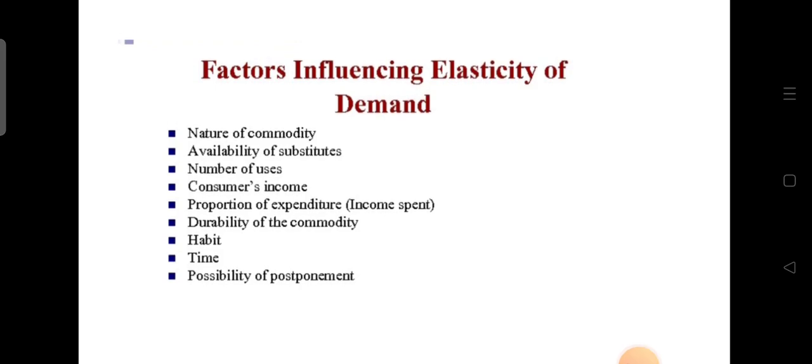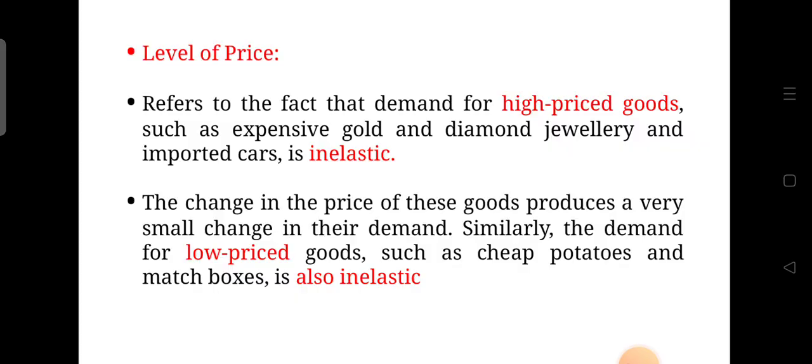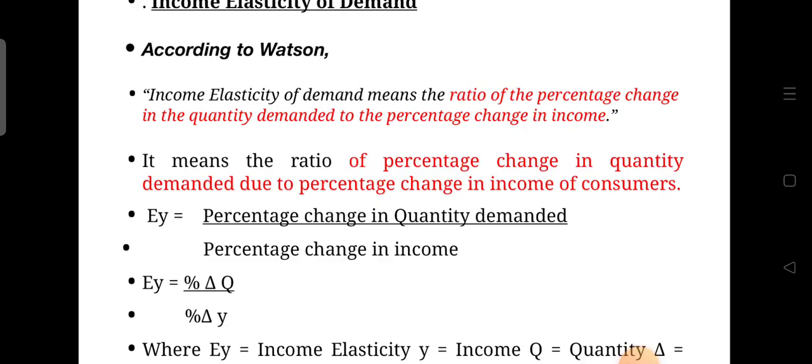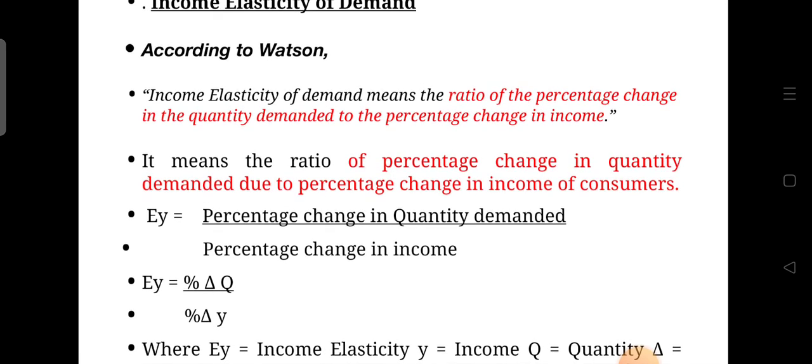The next topic we are going to study is the income elasticity of demand. What do we mean by income elasticity of demand? Income elasticity of demand means the ratio of the percentage change in quantity demanded to the percentage change in income. In price elasticity, the determinant we took was price; here the determinant is income. So EY equals percentage change in Q divided by percentage change in Y. Here EY represents income elasticity and Y represents the income.